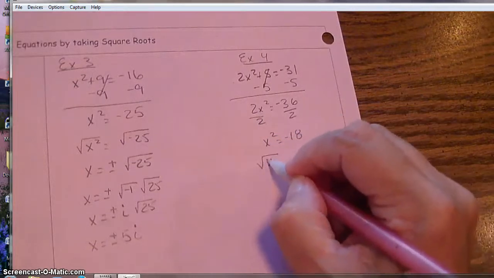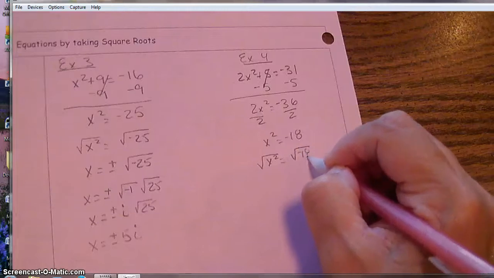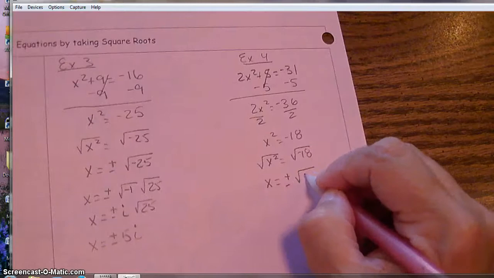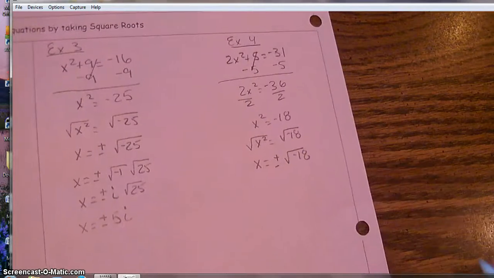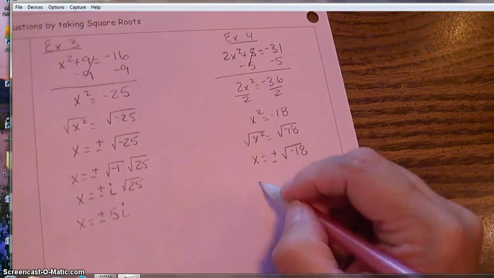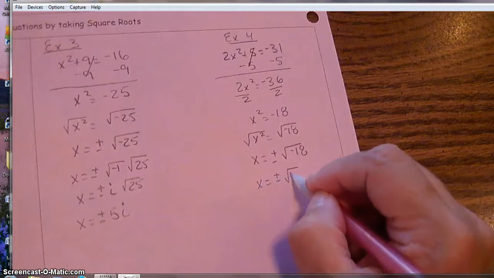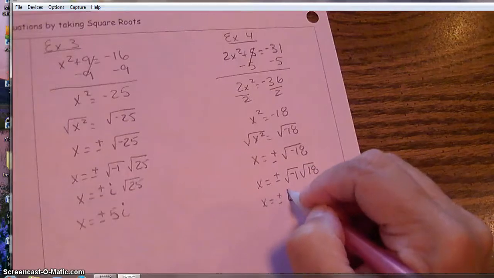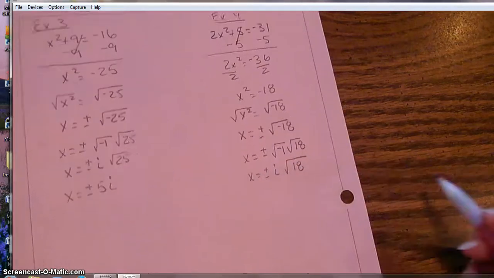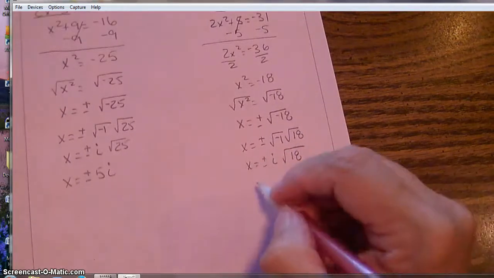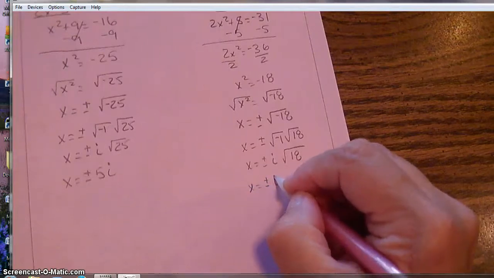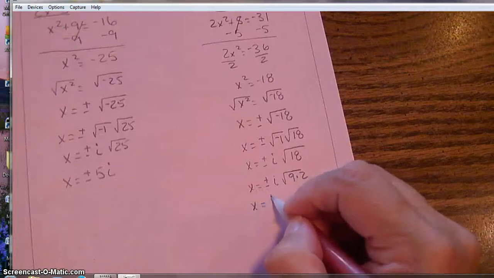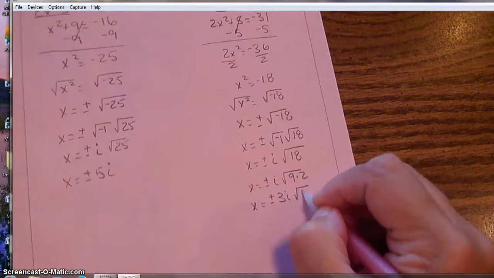Take the square root of both sides. I have x equals the square root of negative 18. The square root of x squared is x, and this is going to be plus or minus the square root of negative 18. Again, I cannot have that negative in the radical, so we need to change this to x equals plus or minus the square root of negative 1 times the square root of 18. Keep in mind the square root of negative 1 is i, and this is radical 18. Then we need to simplify radical 18 to its perfect square factors, and that will be 9 times 2, and the square root of 9 is 3, so this becomes plus or minus 3i radical 2.